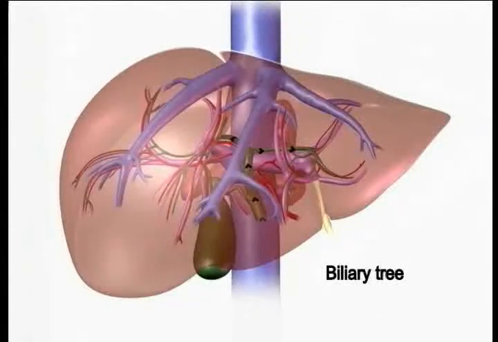The main bile duct has a mean diameter of approximately 6 millimeters and is divided into 2 segments. The upper segment is called the common hepatic duct and is situated above the cystic duct, which joins it to form the common bile duct.